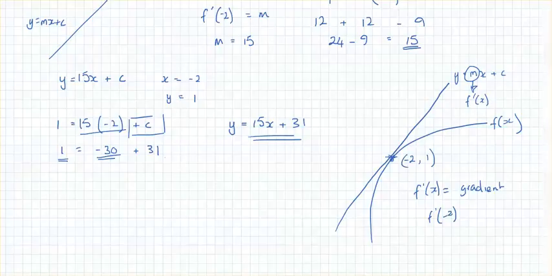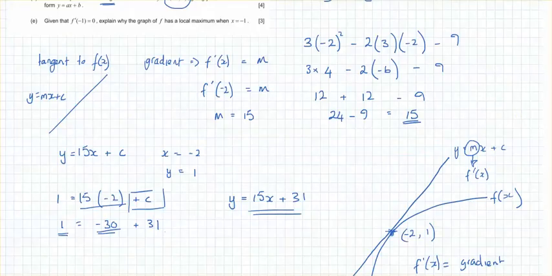Okay, so then we've got to do, given that f dash of minus 1 is 0, explain why the graph of f has a local maximum when x is minus 1. What do you reckon? Well, what do we know about when the gradient is 0? It's a turning point, which means the gradient is 0. It's a turn. Now, a turning point is either a maximum or a minimum.